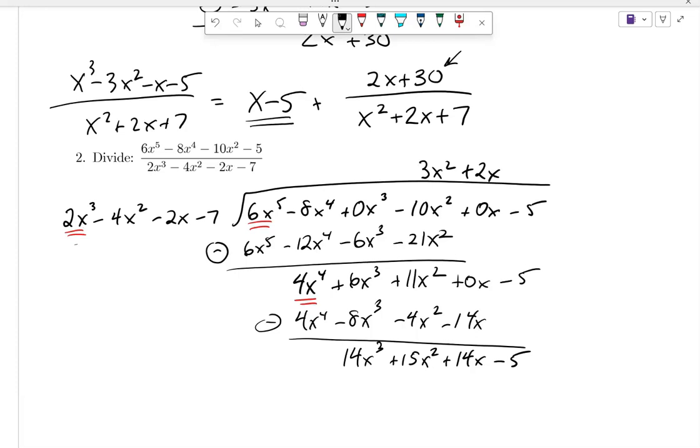We're not quite done. We've got one more to go. Notice we've got an x cubed in both. So again, what do we need to multiply 2x cubed by to give us 14x cubed? 7. So we'll have a plus 7. What do you get when you distribute the 7 through? 14x to the third minus 28x squared minus 14x minus 49.